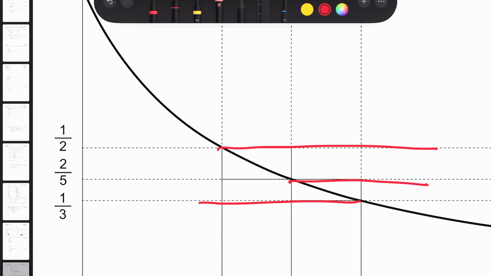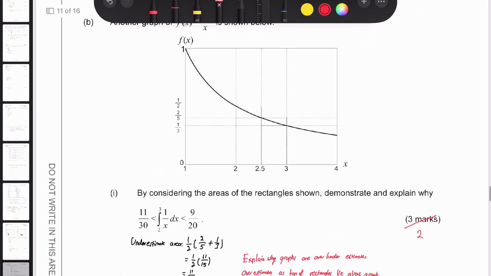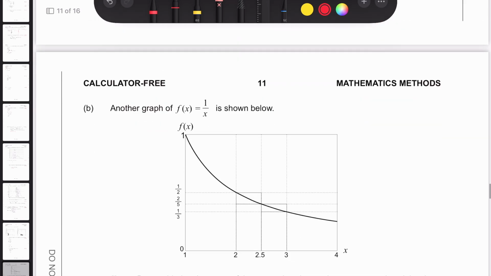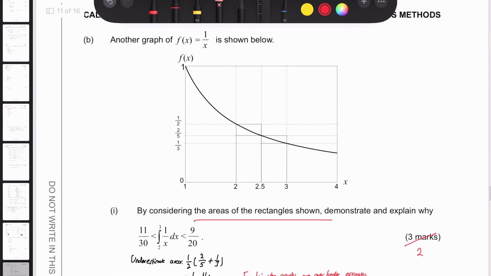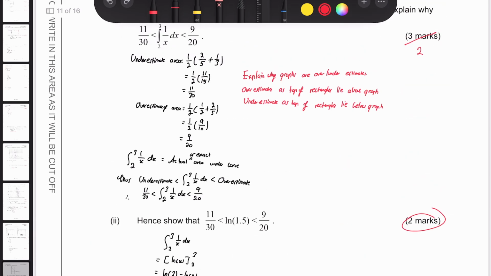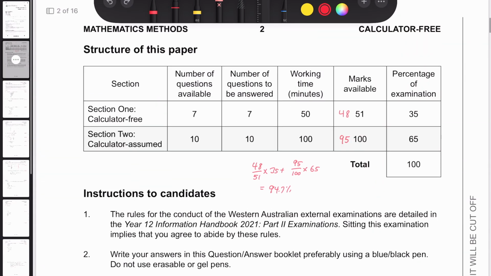But I feel like it's, I don't know, it doesn't seem like something I need to be able to comment on. But yeah, I guess because they say the areas of the rectangles, but man, whatever. Okay. I'm going to quickly swap to calculator assumed, and then we'll be back.